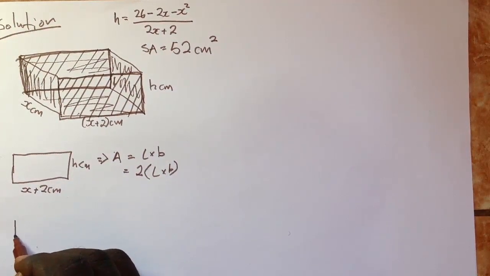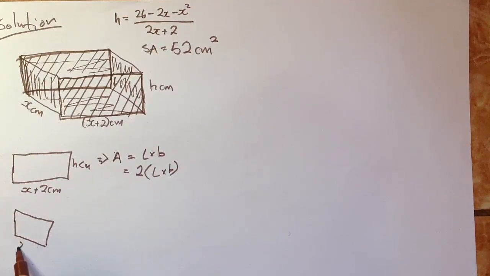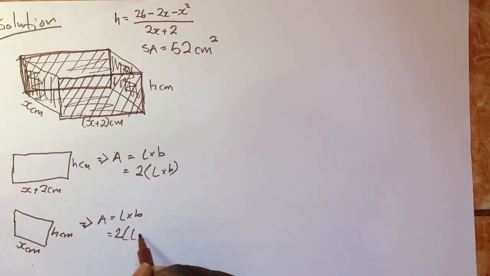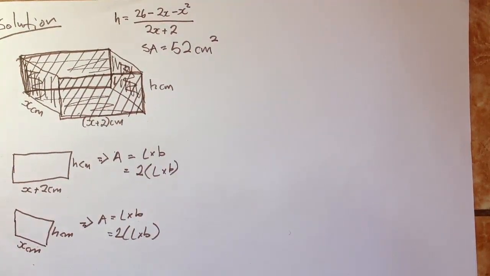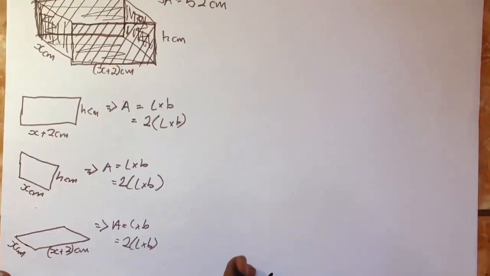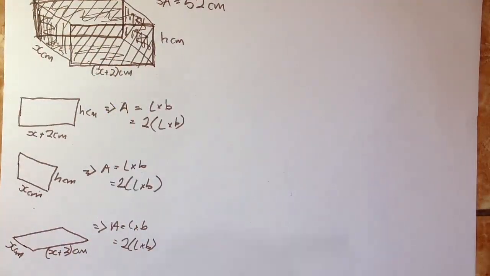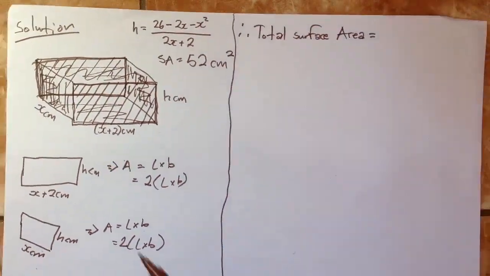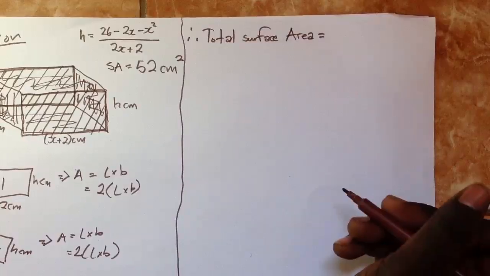The same will be true for the other side that has x centimeters and h centimeters. The formula still remains the same, and it's still multiplied by 2. And the same can be said about the other side. So from these three dissections, we can see that the total area will be area 1 plus area 2 plus area 3. Now, what do we know?